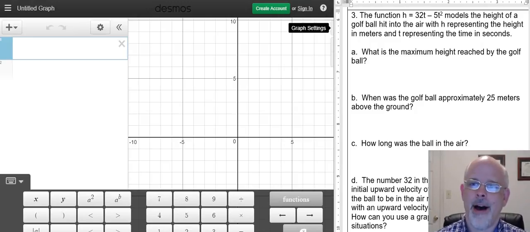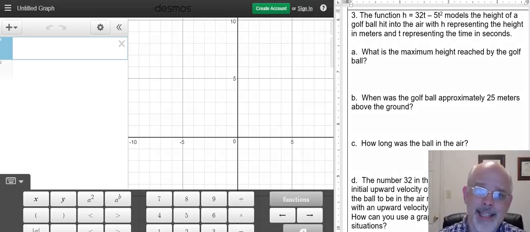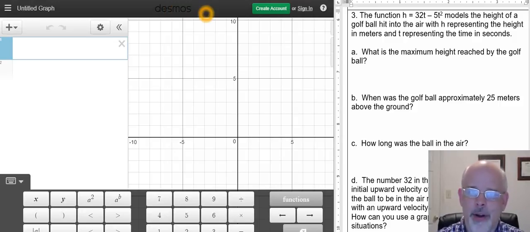Hi guys, today we're going to take a look at another way to solve quadratic word problems, and that's by using a graphing utility. The one we're going to be using is Desmos, D-E-S-M-O-S, and you can either go to the website, Desmos.com, or you can download the app for your iPhone or Android. I'm going to be using the website, and we're going to take a look at 523, question number 3.